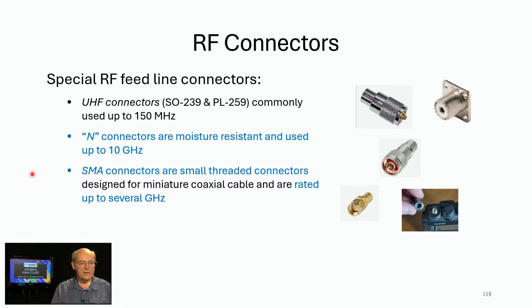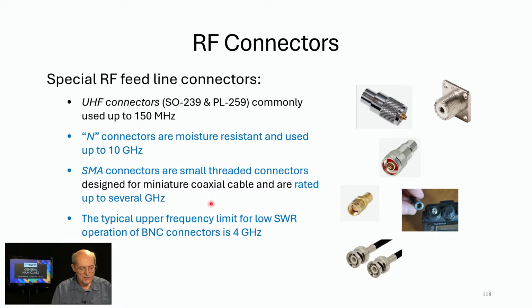SMA, now you've probably got one of these on your handheld two-way radio, your 2-meter radio. SMA connectors are small threaded connectors designed for miniature coaxial cable and are rated up to several gigahertz. Usually don't need them that high for our handhelds. Typical upper frequency limit for low SWR operation of BNC connectors is about 4 gigahertz. So if you can just kind of capture these, BNC, good to about 4 gigahertz. N-type, good up to 10 gigahertz. On high-end test equipment, a lot of times there'll be N connectors or BNC because of those high frequency capabilities.